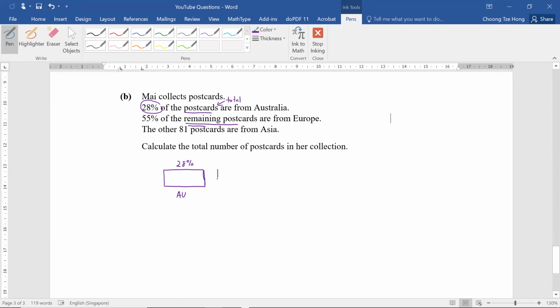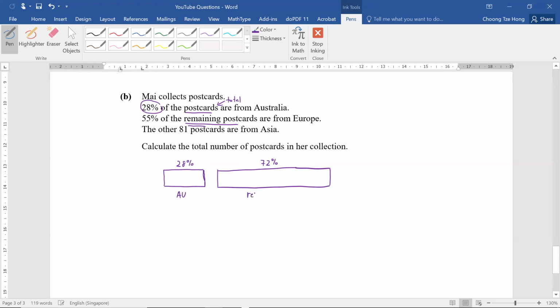So I'll just draw this box separated apart, but it should be longer, because it represents 72% of the total. So over here we have 72% of the total. And this 72% would constitute the remaining postcards. Because 28% for Australia, and then we have the rest, we consider it to be the remaining.